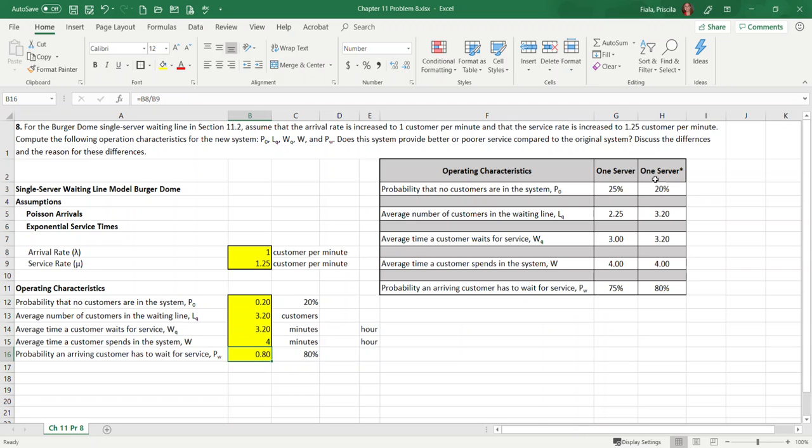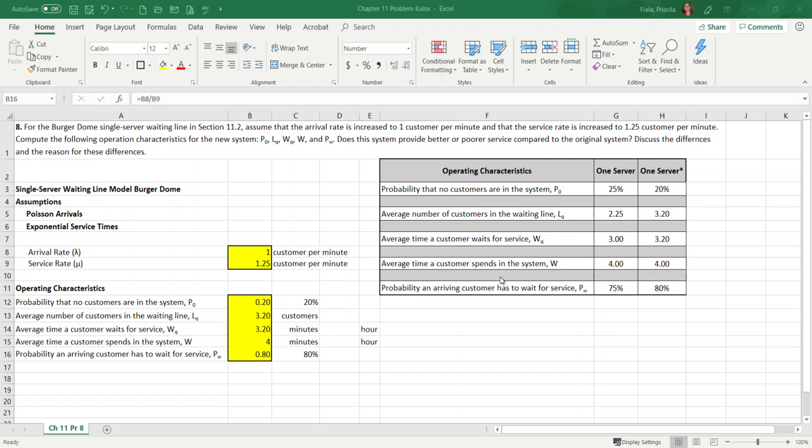How did they change? Just by looking at this information right here, at first you're going to say, "Oh, great! Look at that! Now the probability that no customers are in the system went down." Well, that is not necessarily good. It's actually bad, because before you had a higher probability nobody was in the system. Now we have the average number of customers waiting in line. Well, that went up. We have an average time customers wait for service. Well, that went up. We have an average time a customer spends in the system.